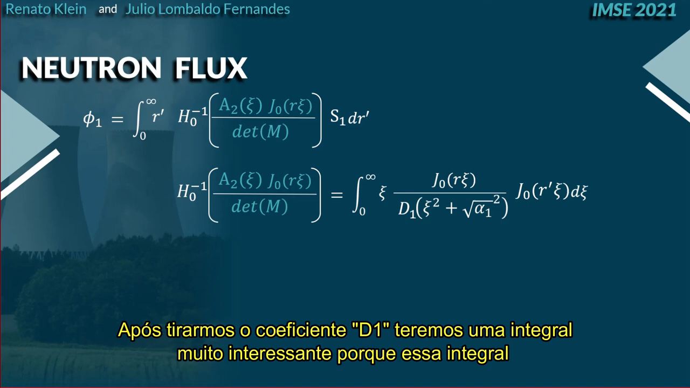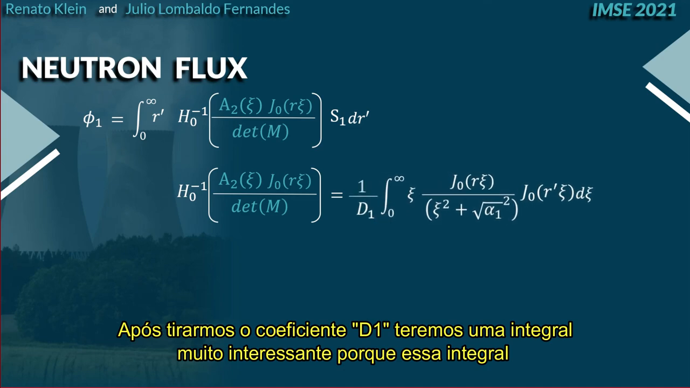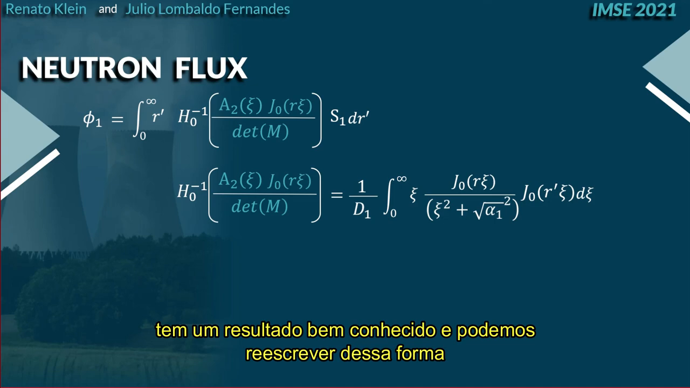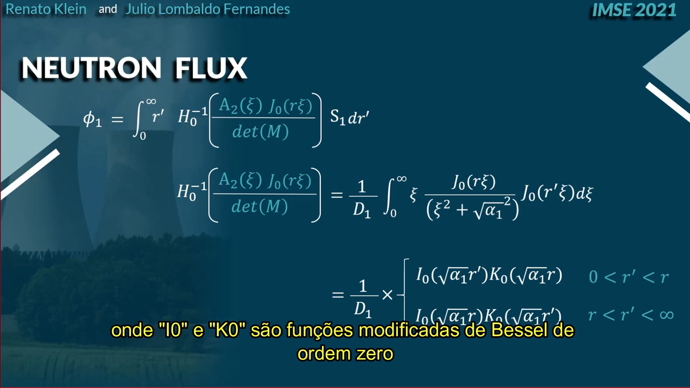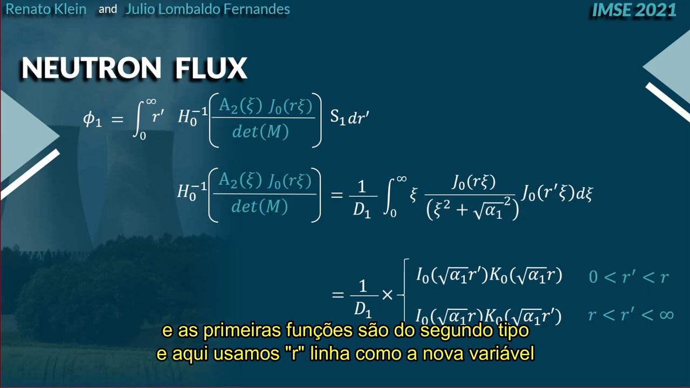We have a really interesting integral, because it's a well-known integral, and we can rewrite it in a form where I0 and K0 are the modified Bessel functions of order 0, the first kind and the second kind of Bessel functions.